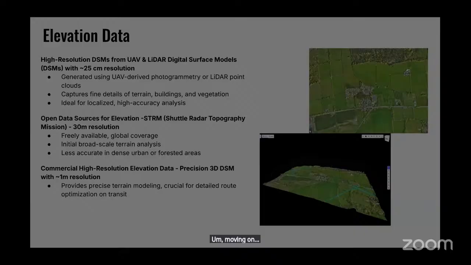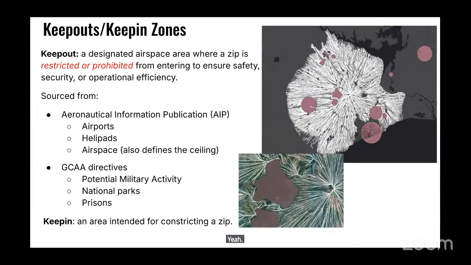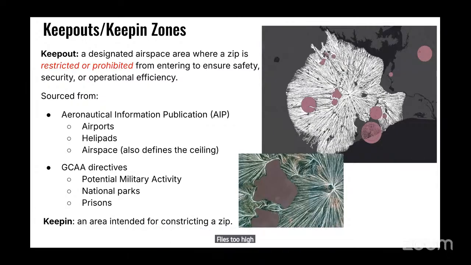Moving on. For keep outs, I mentioned the airports, the helipads, and the airspace. The airspace also defines the ceiling, right? If you are using the airspace, you have to be mindful of other users. There can be an actual manned aircraft, and you don't want to fly too high and clash with a manned aircraft. That's where the ceiling becomes useful.